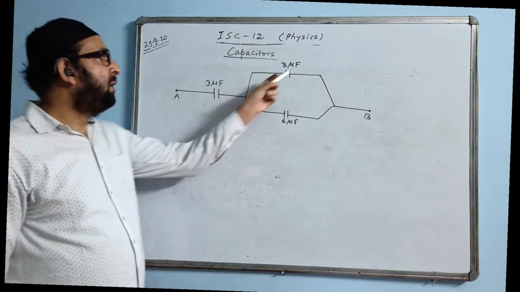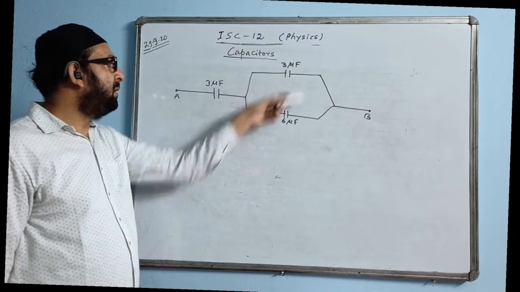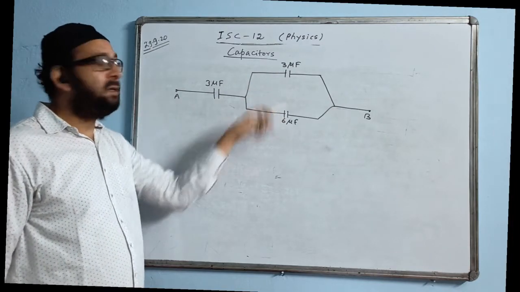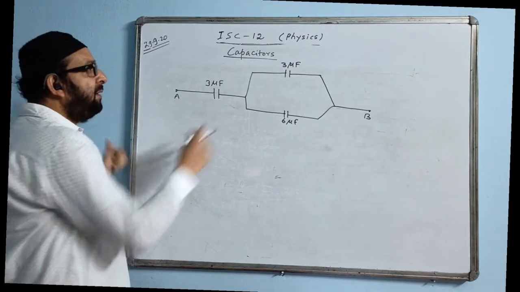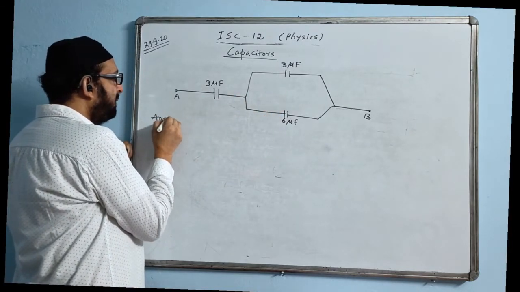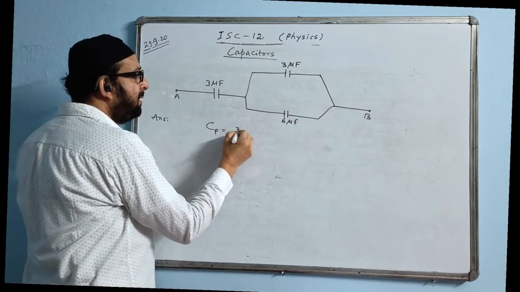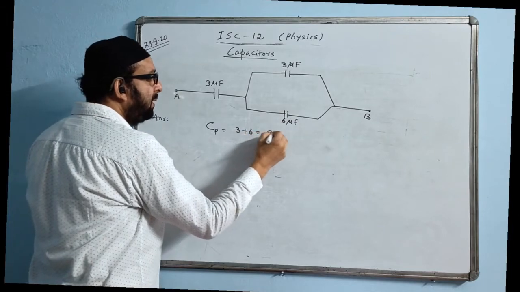We'll see that these two are in parallel combination. This one is in series. Ultimately, this entire thing and this one are in series. First, we'll be finding the value of the parallel combination. That is, the answer part will be written like this. CP, capacitance for parallel, is simple addition. We have 3 plus 6, the answer is 9 microfarad.